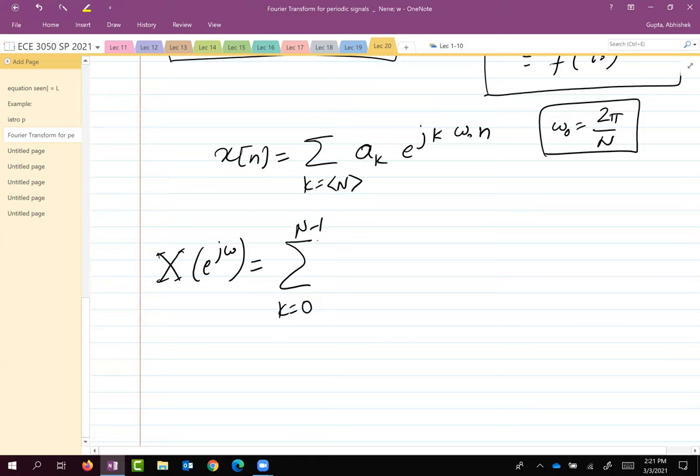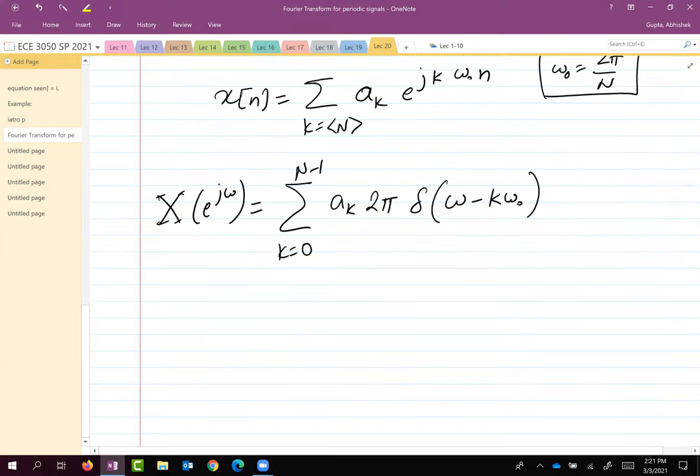Okay, let me just write it. k goes from 0 to N minus 1, so I'm just picking N consecutive values of k. You can pick k equals 1 to N, it doesn't matter. And then the Fourier transform for this part is 2 pi a_k delta of omega minus k omega naught. This is for omega between 0 to 2 pi.